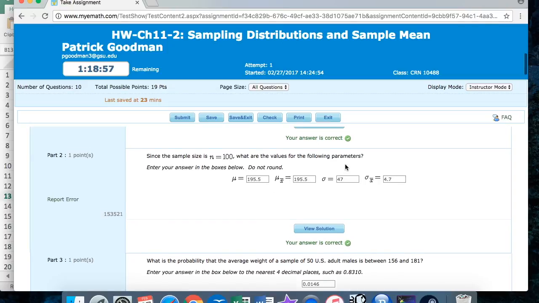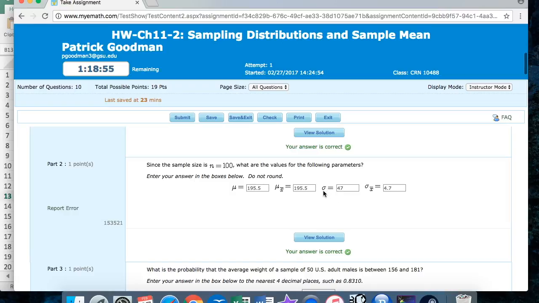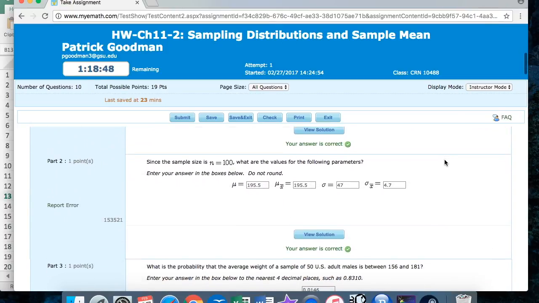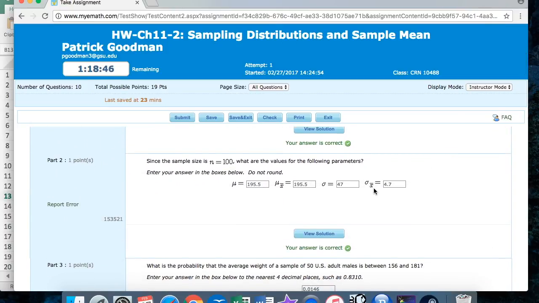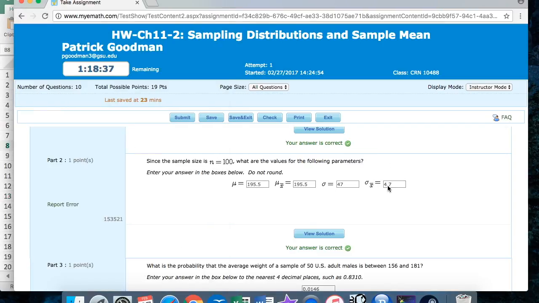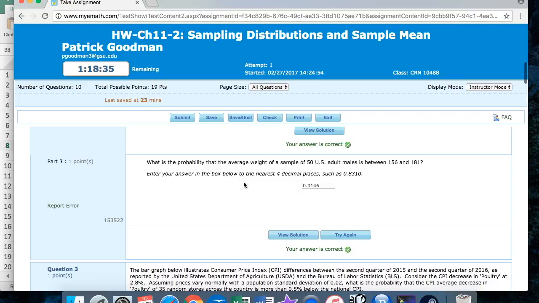That's why you see this twice. Then for our standard deviation, sigma, remember this sign means the population standard deviation. That was given to us, the 47 pounds. And the sigma of x bar just means the standard deviation of the sample mean, which we calculated to be 4.7. So you throw your 4.7 in there, and it's good.